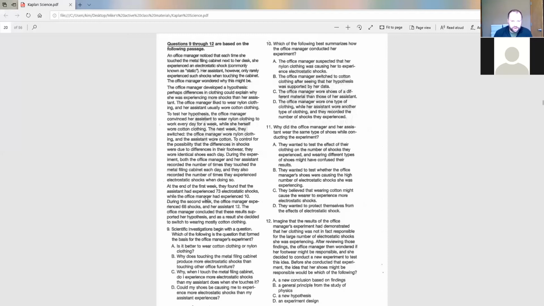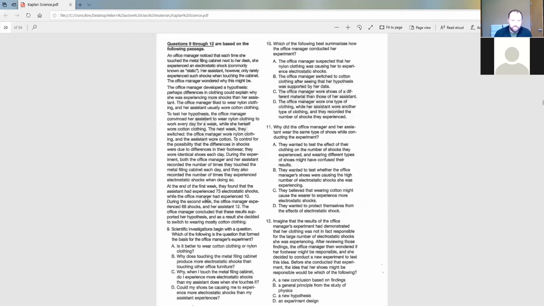A, is it better to wear cotton clothing or nylon clothing? B, why does touching the metal filing cabinet produce more electrostatic shocks than touching other office furniture? C, why, when I touch the metal filing cabinet, do I experience more electrostatic shocks than the assistant does? Or D, could my shoes be causing me to experience more electrostatic shocks?